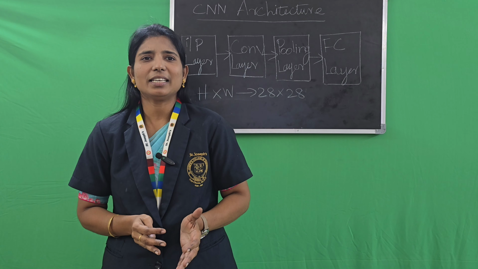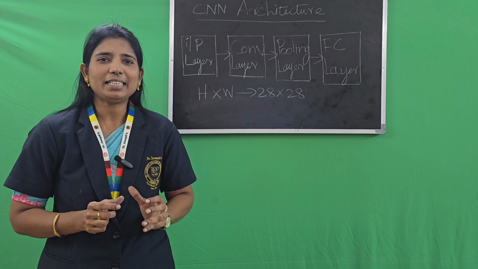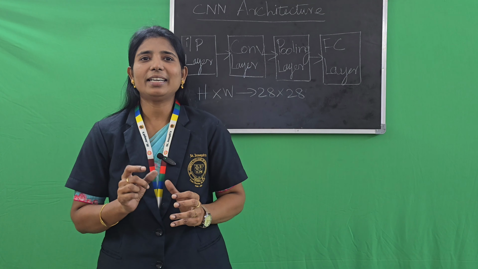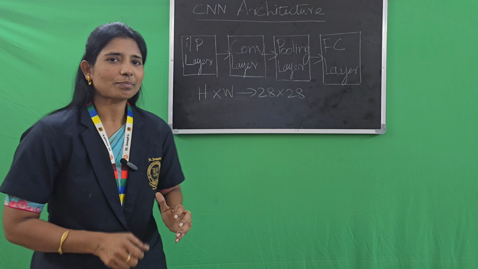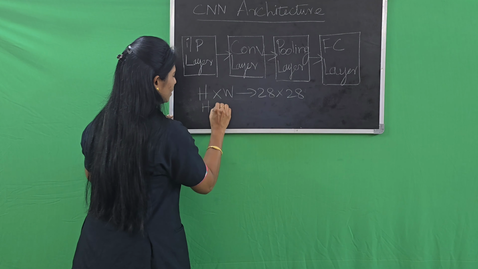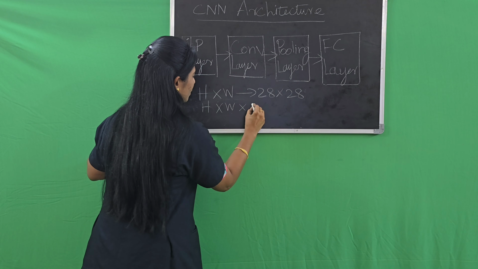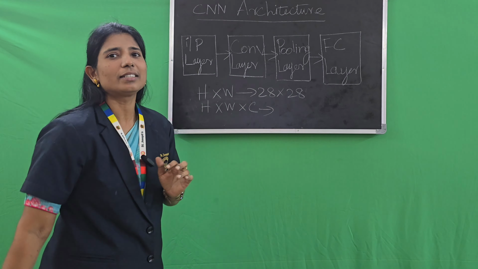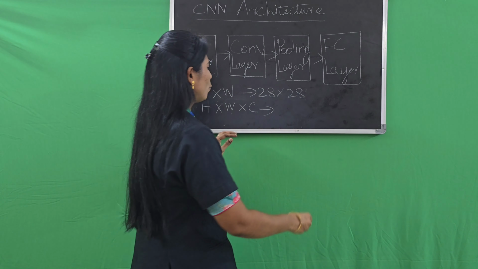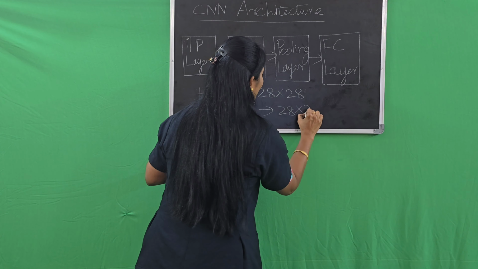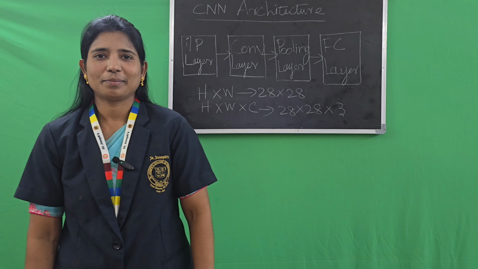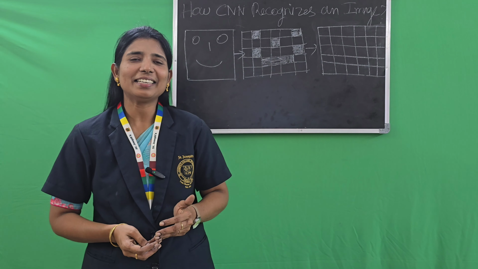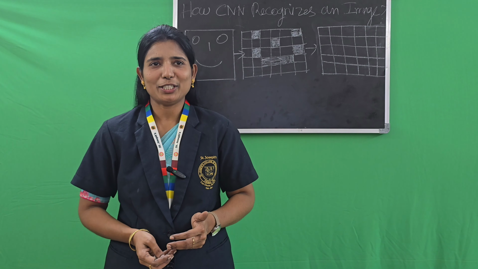If the image is in color, then it has three parts: red, green, and blue. So it is a three-dimensional table, just height, width, and color channels. And it can be represented as a matrix of 28 cross 28 cross 3 pixel values. Now let's see how CNN recognizes an image.